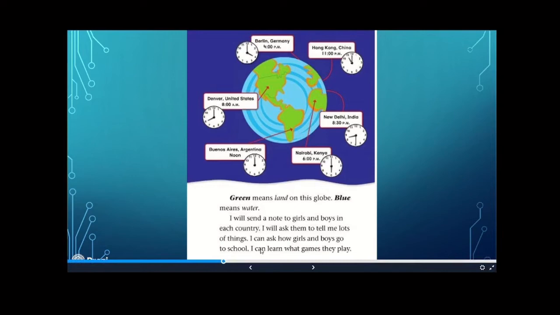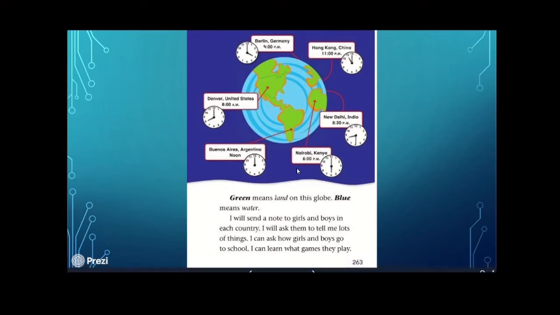So first question, what does green and blue represent on the globe? Very easy. The green is land and the blue is water, right? So what do you see on the diagram that is not explained in the text? So we have clocks and labels. And what are these labels showing? They're showing different times around the world. So for example, here in Denver, it's 8 a.m. and in Buenos Aires, Argentina, it's noon. So it's different, it's not the same.